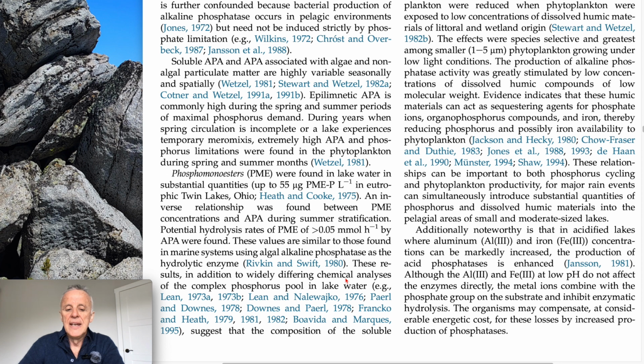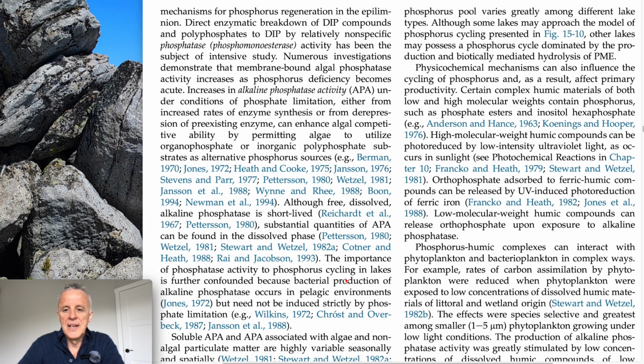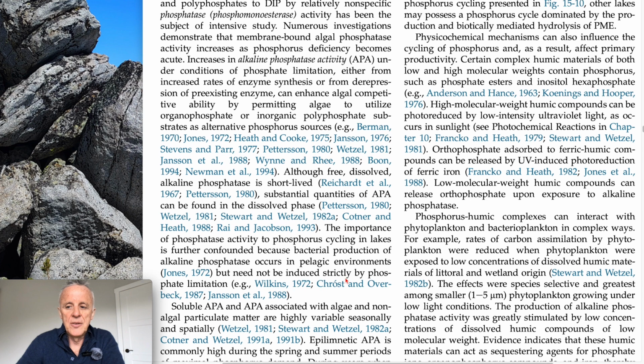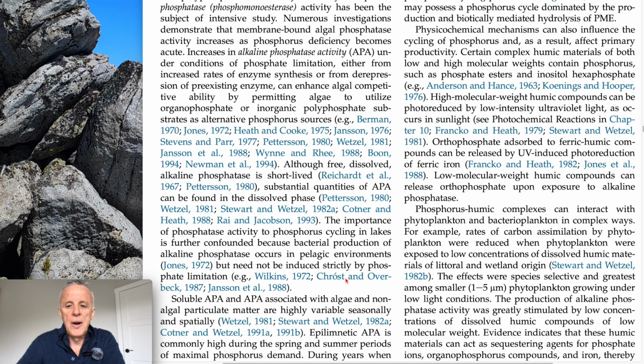These results, in addition to widely differing chemical analysis of the complex phosphorus pool in lake water, suggest that the composition of the soluble phosphorus pool varies greatly among different lake types. Although some lakes may approach the model of phosphorus cycling presented in figure 15-10, other lakes may possess a phosphorus cycle dominated by the production and biotically mediated hydrolysis of PME. Physicochemical mechanisms can also influence the cycling of phosphorus and as a result affect primary productivity.